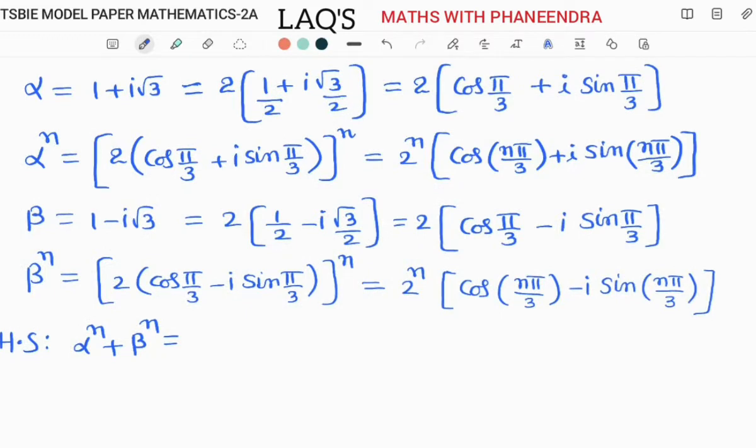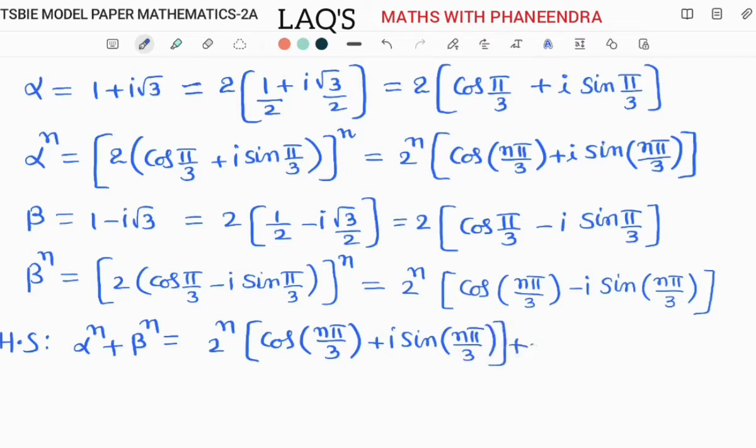See, alpha power n plus beta power n. Alpha power n value is 2 power n into cos n pi by 3 plus i sin n pi by 3, plus beta power n is 2 power n into cos n pi by 3 minus i sin n pi by 3.